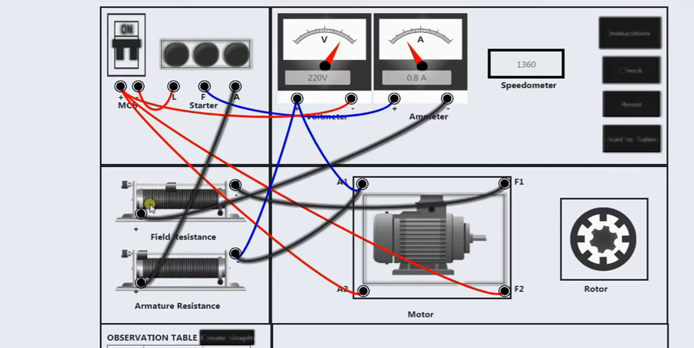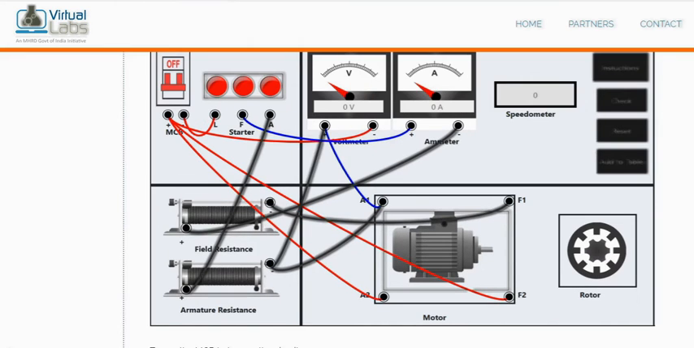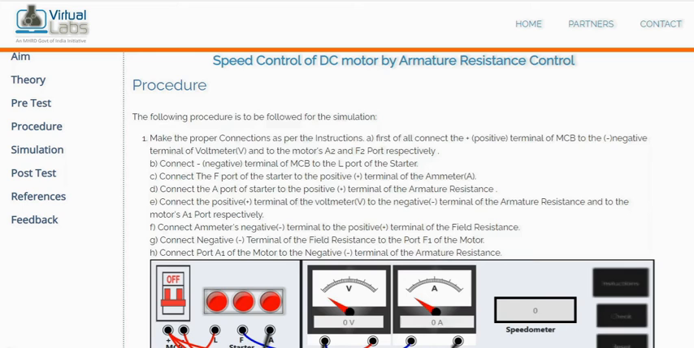Here on the screen you can see the virtual lab simulation of DC shunt motor. The circuit is already connected and the machine is running. This is our practical, speed control of DC motor by armature resistance control. So guys, this is the procedure.